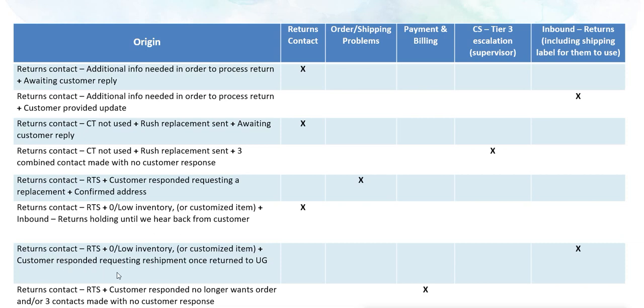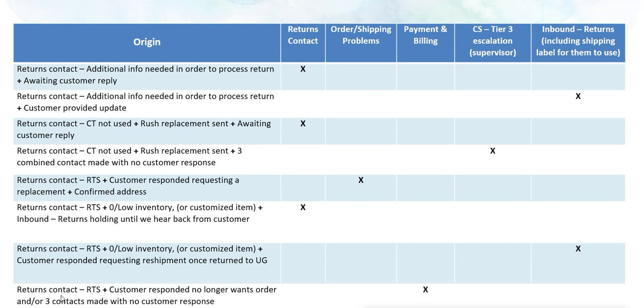If it's in the returns contact group, it's RTS, zero or low inventory, or is customized, and the customer has requested a reshipment once returned to UG, that would be inbound returns. So just to go back, when it's here, we're still trying to find the additional information that we need from the customer, so it would be in returns contact. Until we get the information, then it would go to the inbound returns group.